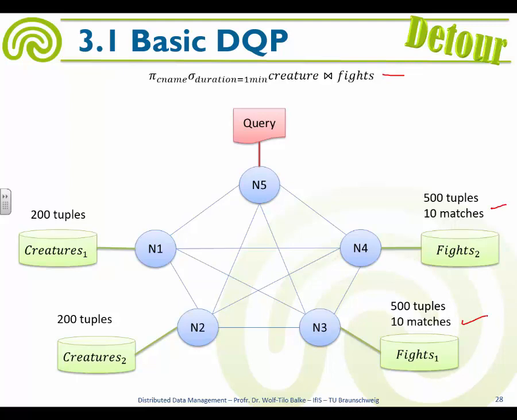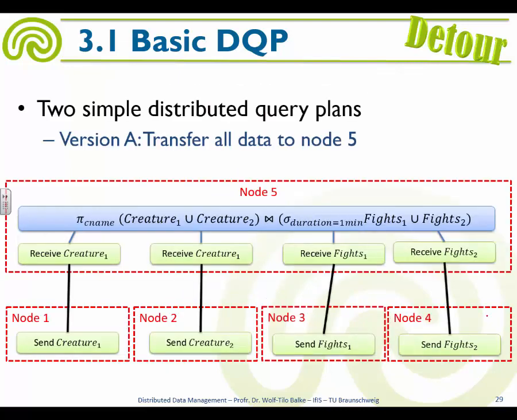And now let's try to actually do two different plans. One is, if node 5 is asking for this query to be answered, one thing that we might think is, okay, let's just send all the data, everything that we have, and let node 5 do the processing. This is the first plan. So that means that every single node will send everything that is required. We need the creatures table and the fights table. And we ship everything through the network.